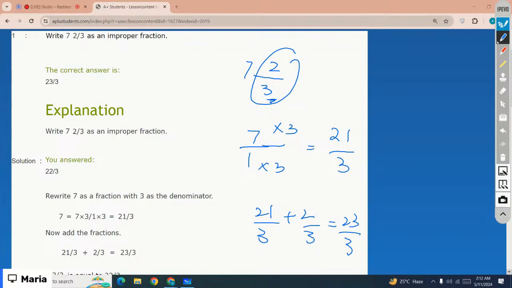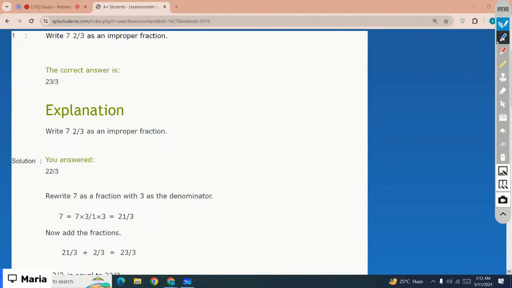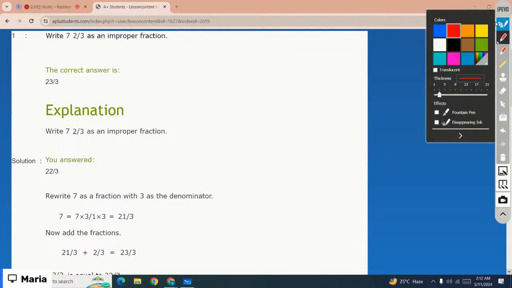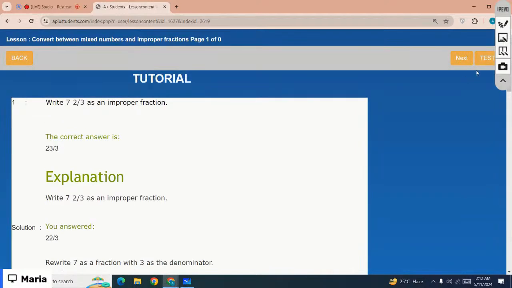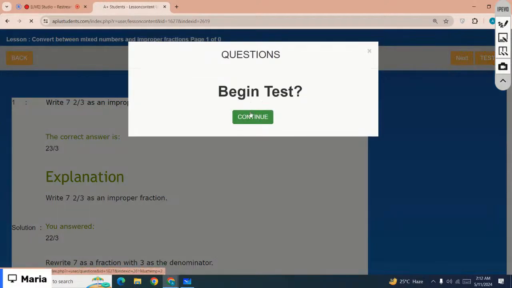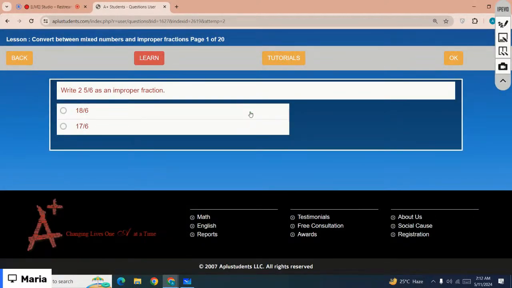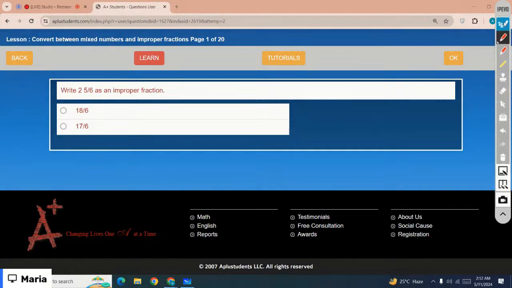Okay, let's just start with the practice questions. Let's just start with the test questions actually. Okay, 2 whole 5 over 6. So just look at the whole number, right? 2 is the whole number. You can write the whole number like this, 2 times 1. Multiply it by the denominator of the fraction. The denominator of the fraction is 6. That would be 12 over 6.